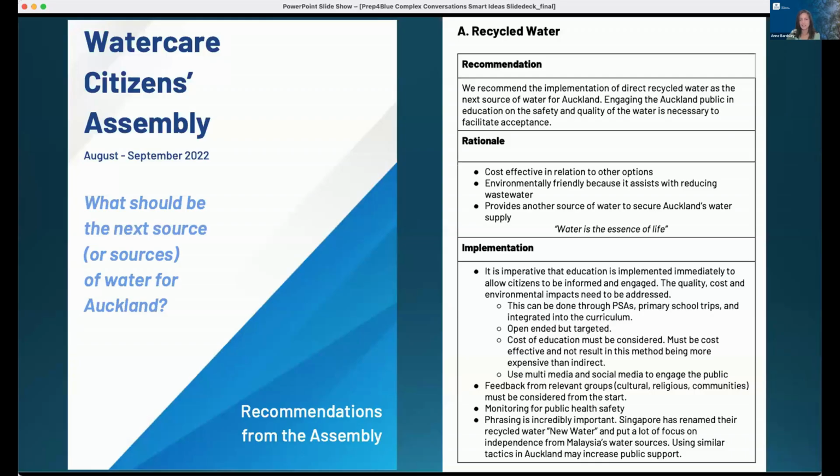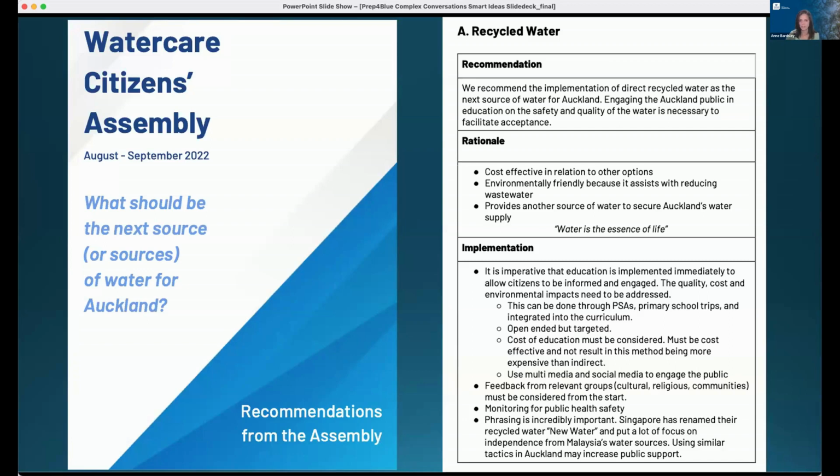And this is just a show of what they actually wrote for their final recommendations to the Water Care Board. The main recommendation was about direct recycled water, but also it was important in the implementation that we needed to start educating the Auckland population straight away that this is what they were going to do if they were going to implement it.